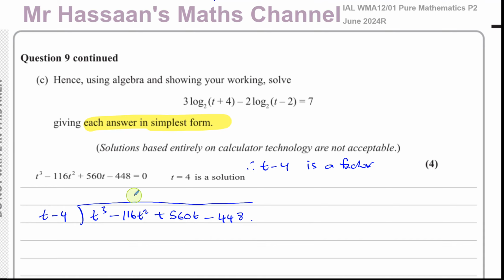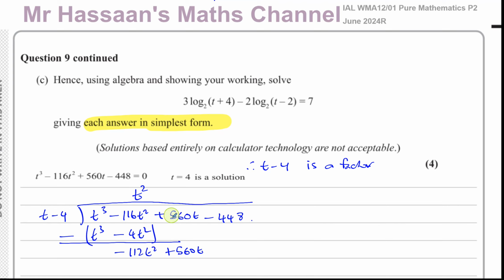So t into t cubed goes t squared times. t times t squared is t cubed. t squared times t minus 4 gives me t cubed minus 4t squared. And I'm going to subtract these two lines. So I'll have t cubed minus t cubed, which is 0, and negative 116t squared plus 4t squared, which is negative 112t squared. I'm going to bring down the next term.